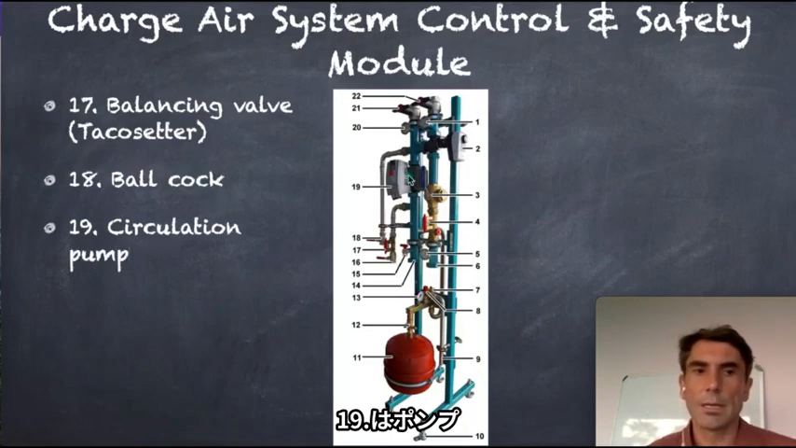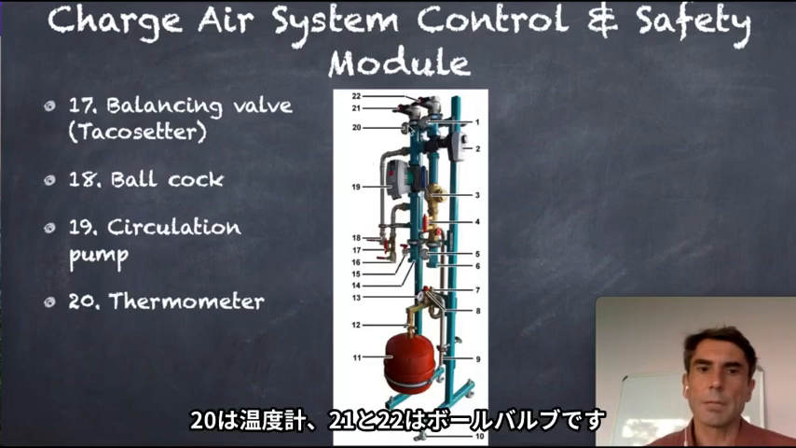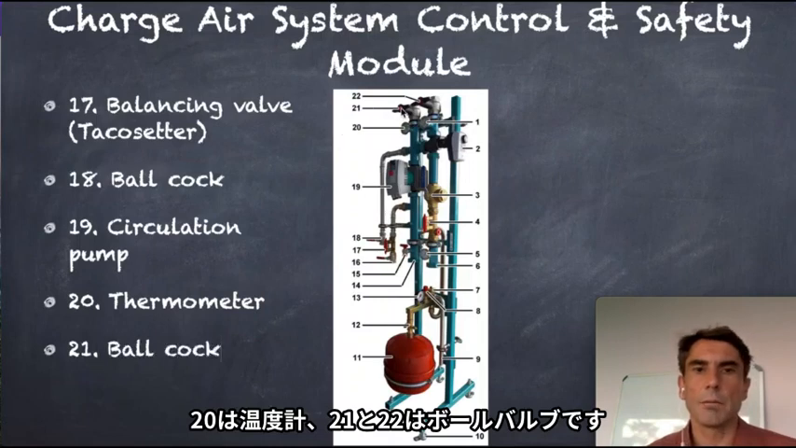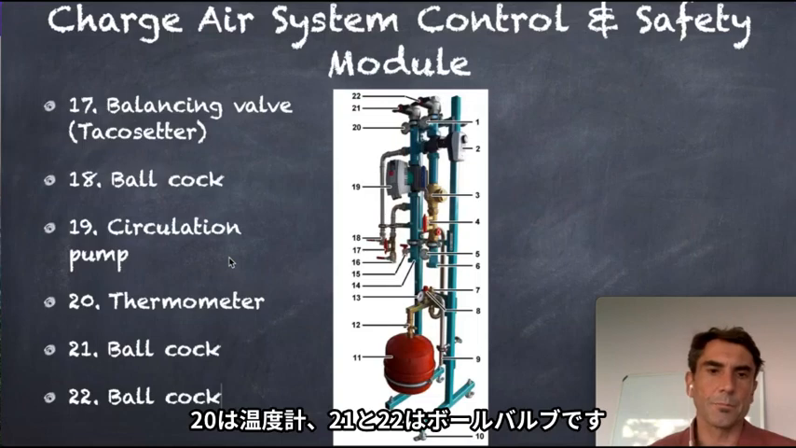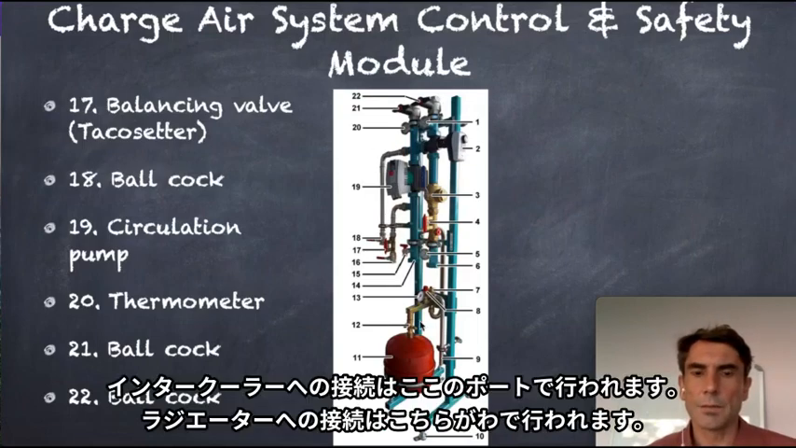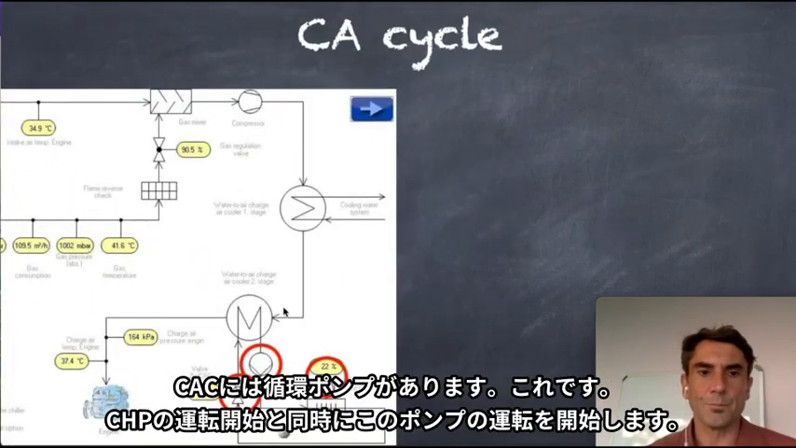Then we have the circulation pump, number 19. Number 20, another thermometer. Number 21, ball valve. Number 22, another ball valve. So we have the connection to the intercooler, and we have the connection to the radiator cooler. So later on to cool down the water of the charger.